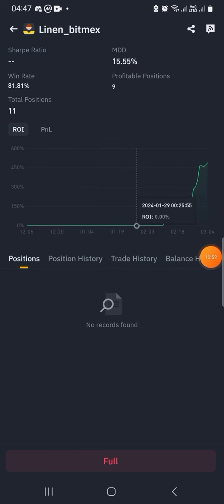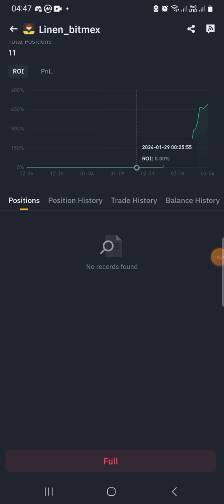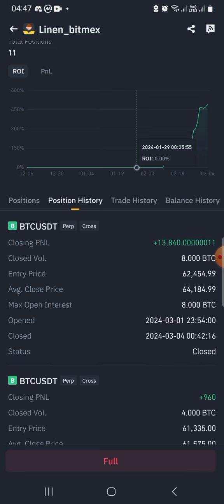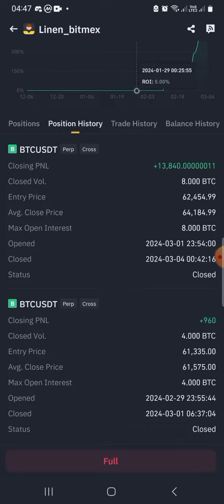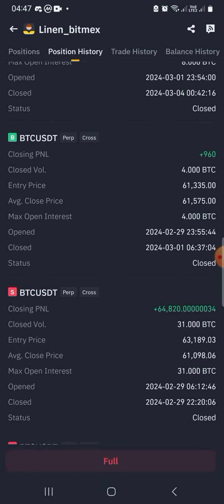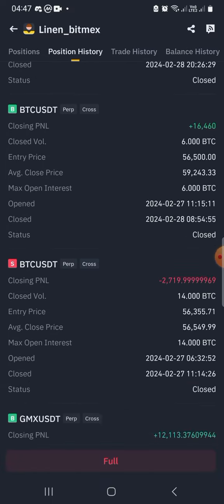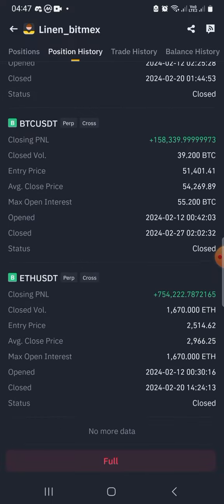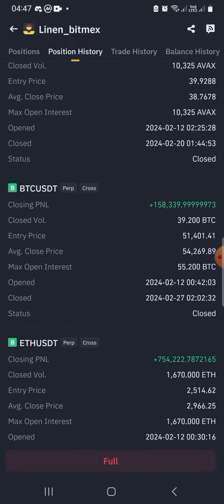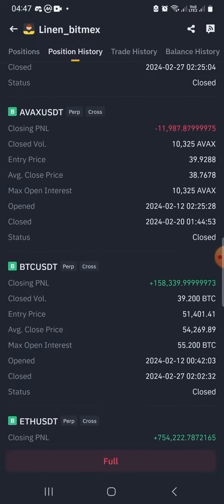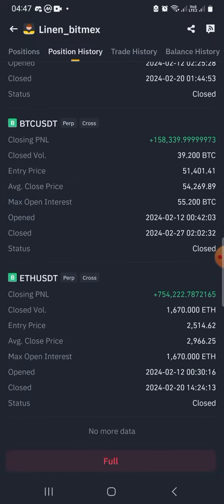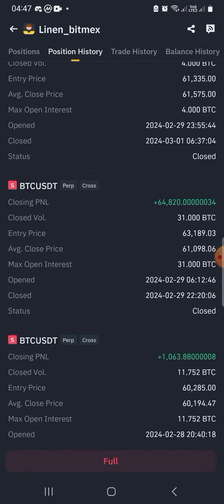So you scroll down, you're able to see his positions, right? So here, no records found. So we have position history. So he doesn't have any position at the moment. He's not in any trade at the moment, right? So this is history. These are the assets. So when you copy this guy, it gives you an idea of the kind of assets he usually trades. Okay, so you'll be able to know that this guy is big on BTC and ETH more. Then he has some AVAX in there, and another coin, right?